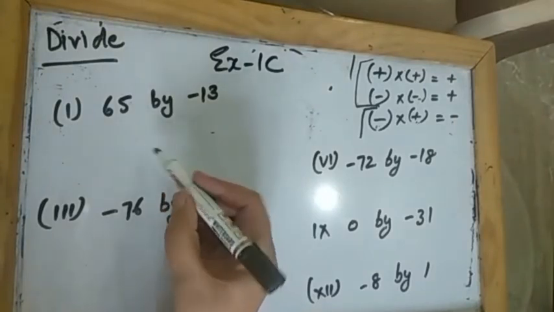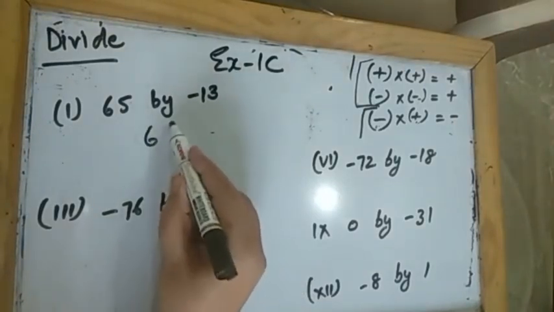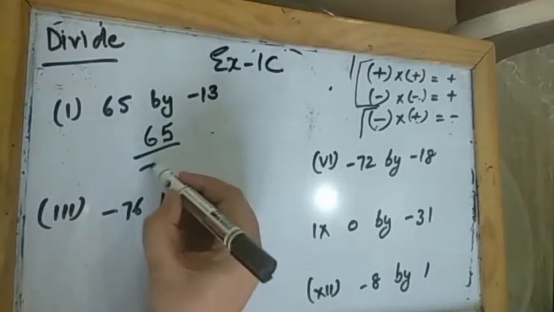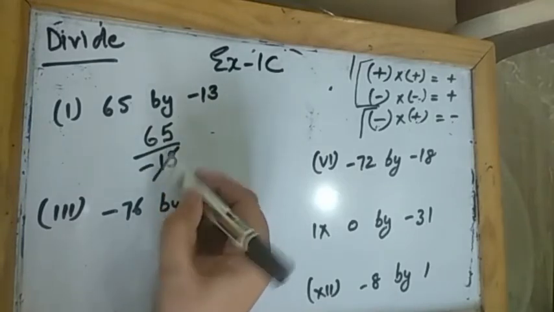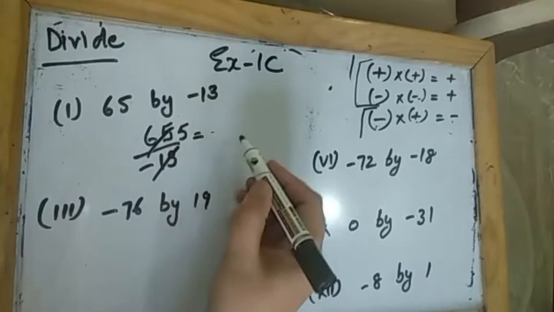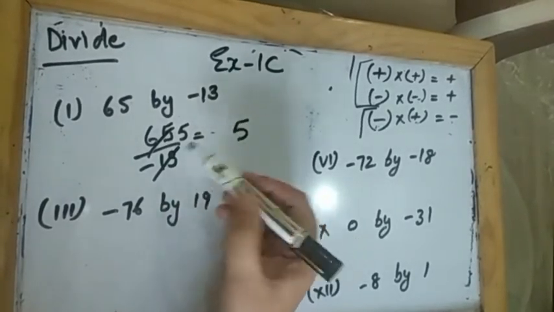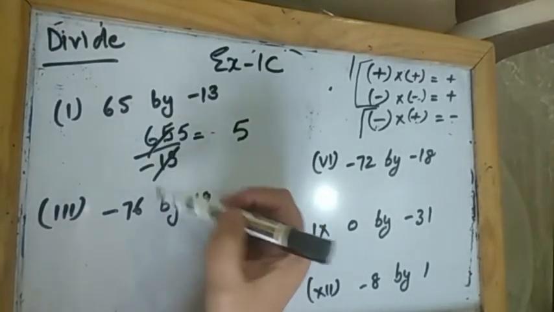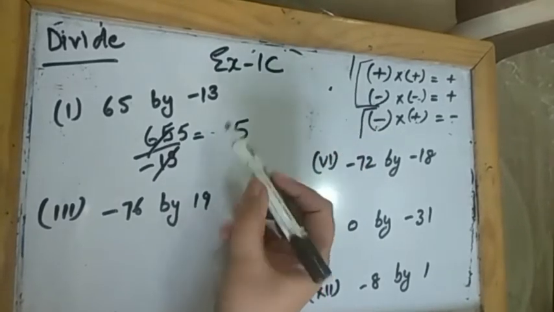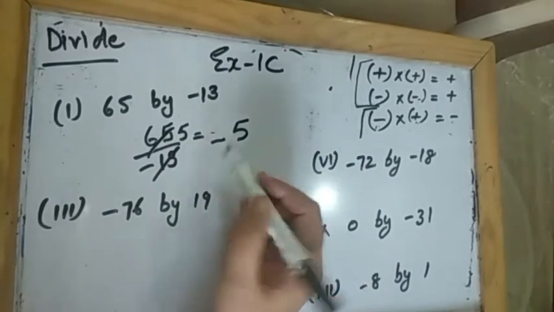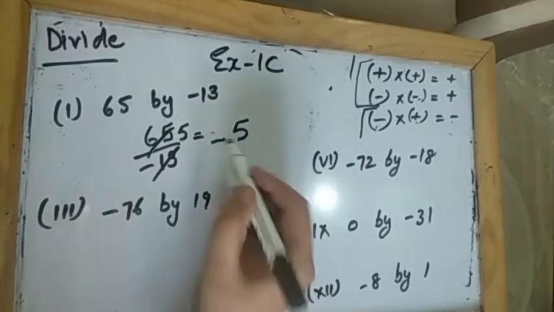This is from the first question. Some of the parts I've written. So 65 I have to divide by minus 13. 13 fives are 65, so the answer is 5. Now what about the sign? As one of the integers is positive and one is negative, my sign will be negative. The sign of the quotient will be negative.